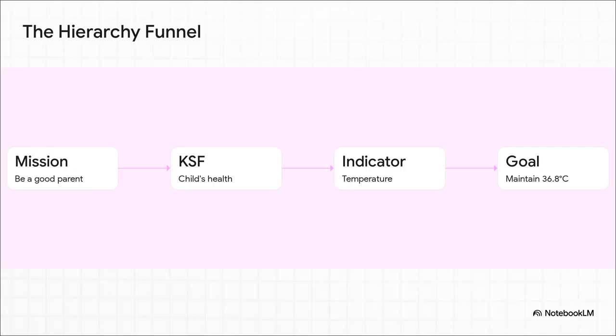To make this whole strategy distillation thing instantly relatable, let's walk through what we call the hierarchy funnel, just using an everyday analogy. So imagine you have a sick child. Your overarching mission is to be a good parent. To achieve that, your key success factor right now, in this moment, is ensuring your child's health. But health is kind of abstract. How do you actually measure it? Well, use an indicator. In this case, measuring their temperature. And finally, you set a goal, like maintaining a temperature of 36.8 degrees Celsius. You see how we just funneled a high-level mission all the way down into a single trackable number? That is exactly what an organization has to do.